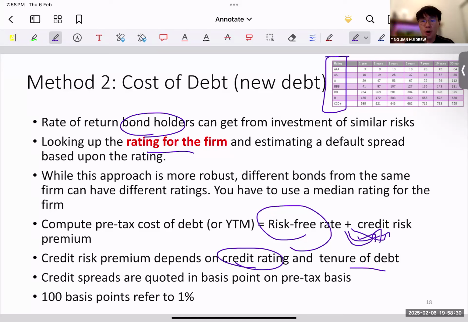Something just to take note, this is more market convention. Credit spread is determined based on the basis point, or BP. So 100 basis points means 1%.